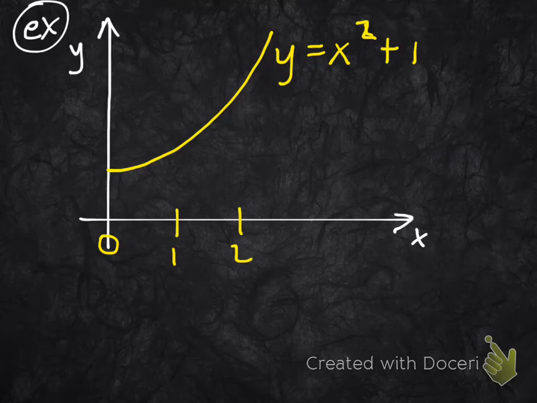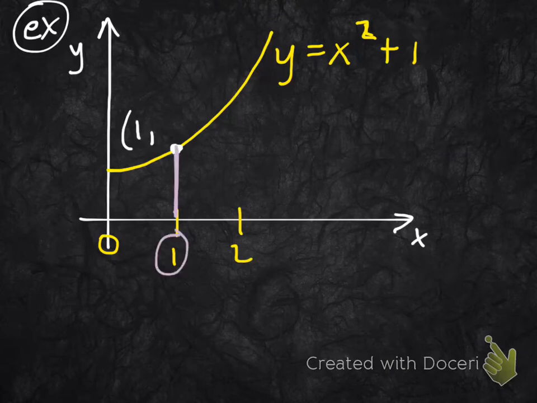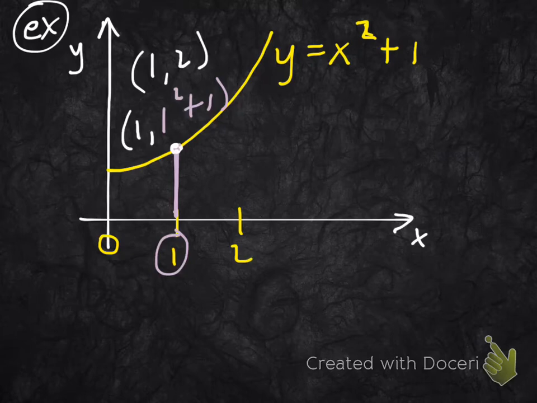Let's plot a couple points here on the curve. This point here has the coordinates 1, comma. The height right there depends on x. If x is 1, then the height would be 1 squared plus 1. So the coordinates of this point are 1, comma, 1 squared is 1, 1 plus 1 is 2. So the coordinates of this point are 1, 2.